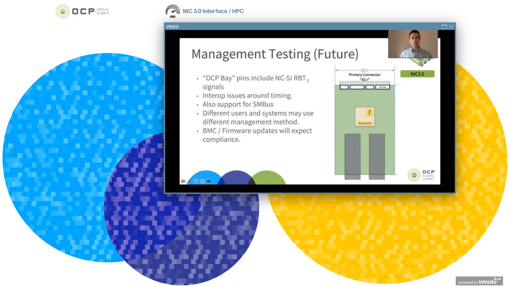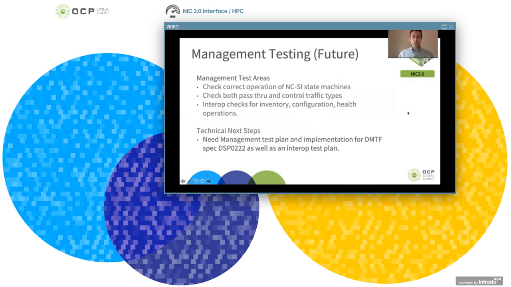It's really important to get this right because the management is often done at the BMC level. And if a BMC is updated and there's a compliance issue with a NIC, now that NIC can't be managed. So we want to get ahead of that and include compliance checks for the management interfaces that OCP NIC 3.0 uses. Now, what might that look like?